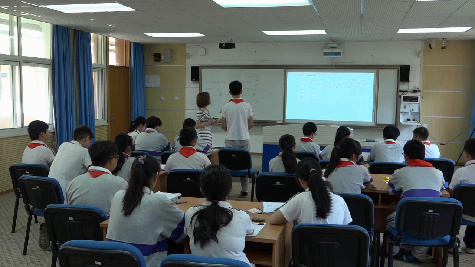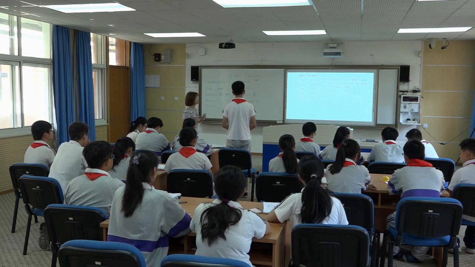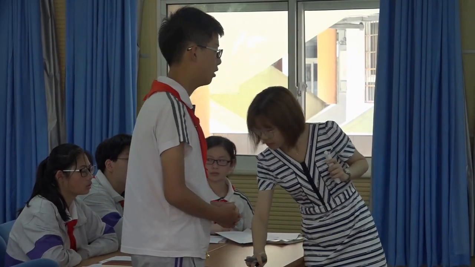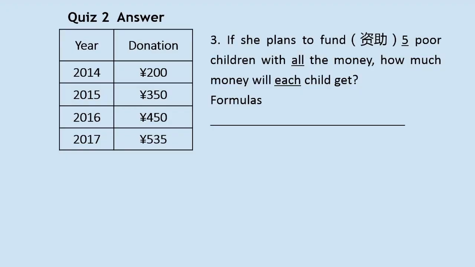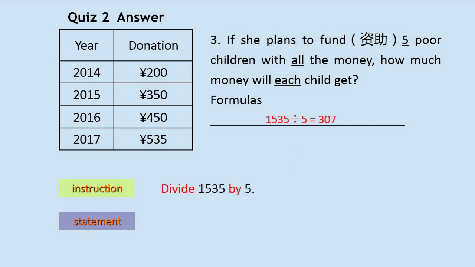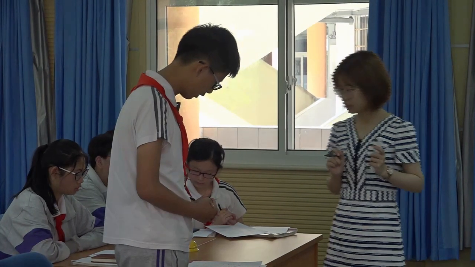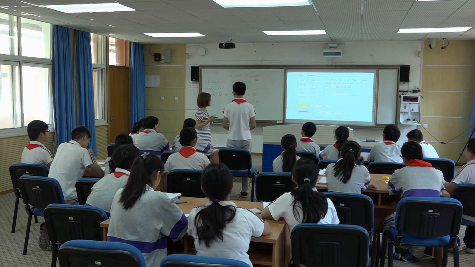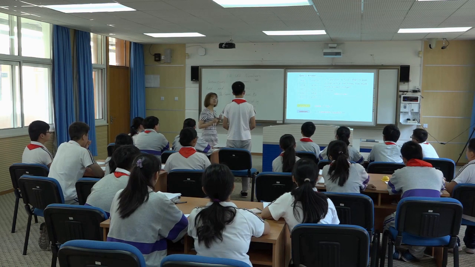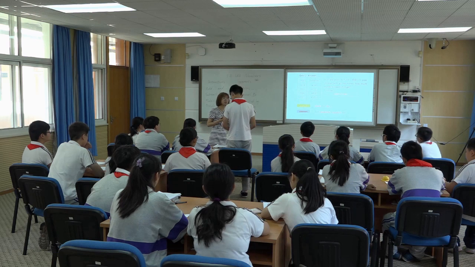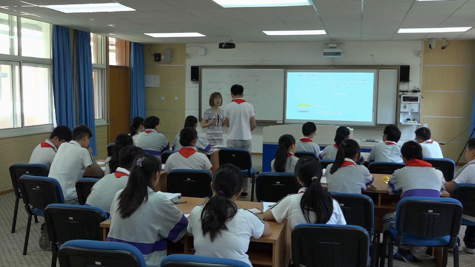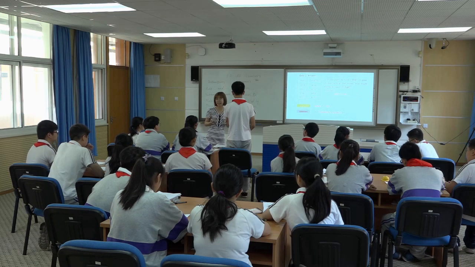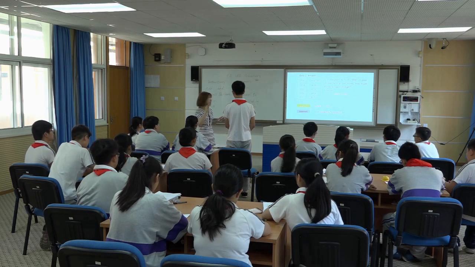The instruction is divide 1,535 by 5. Yes. The statement is 1,535 divided by 5 equals 307. Very good. But by the way, how did you get 1,535? Where does it come from? It's the money all together. Oh, the money all together. Very good. From question 1, we've done that, right? Very good. Thank you. Sit down, please.